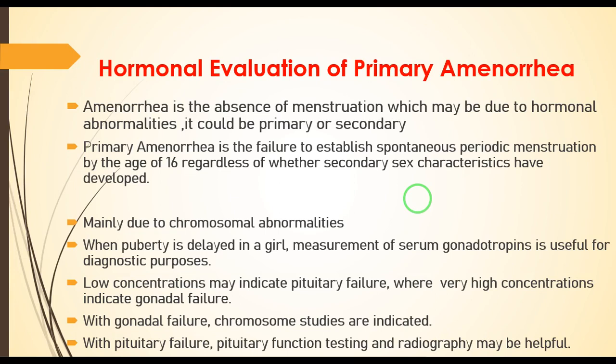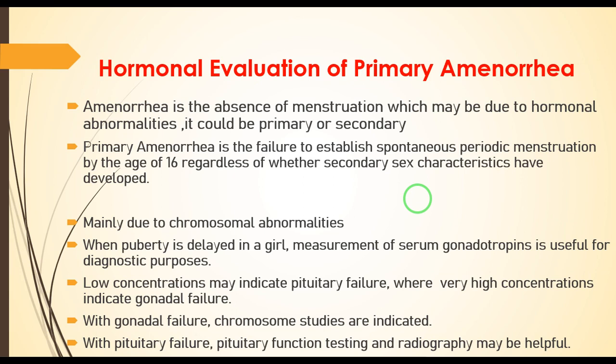Amenorrhea is the absence of menstruation. Many causes are behind this condition. Some of the causes are due to hormonal abnormality. It could be primary or secondary. What is the difference between primary and secondary amenorrhea? Primary amenorrhea is no spontaneous periodic menstruation by the age of 16, regardless of whether the female has her secondary sex characteristics or not. So if there is no menstruation by the age of 16, which is spontaneous and periodic, then this is called primary amenorrhea. Most of the cases are due to chromosomal abnormality.